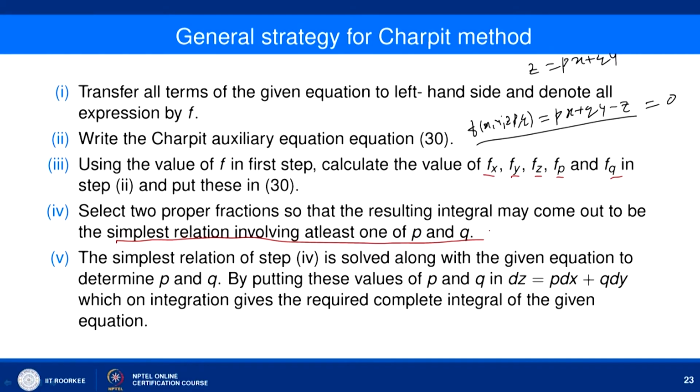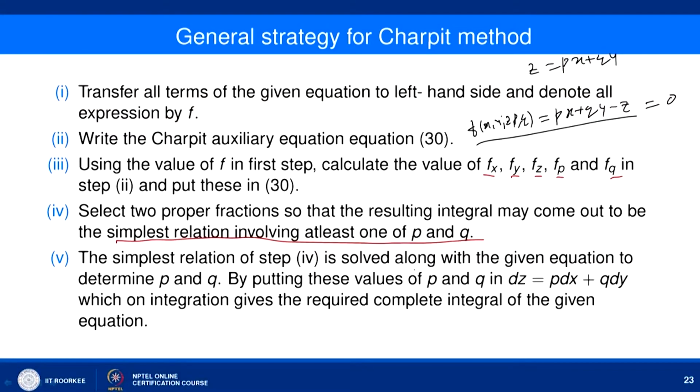and q. So what we try to do is choose among these equations two in a way such that you can get the simplest expression for p or q or between p and q. We should not choose any equation which will give a relation between x and y. We must have involved our p or q or both. Now the simplest relation of step 4 is solved along with the given equation to determine p and q.